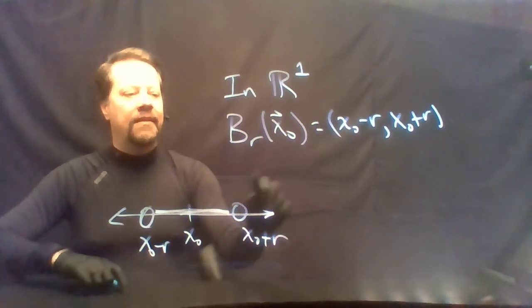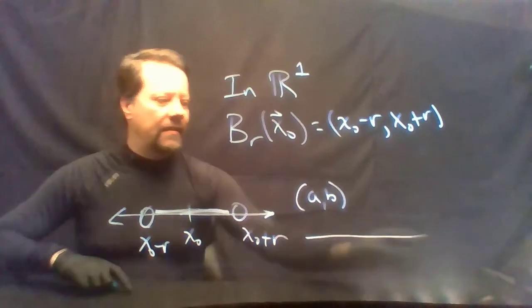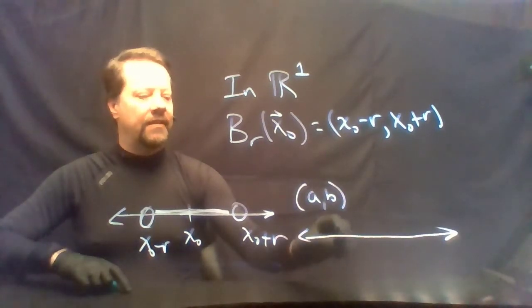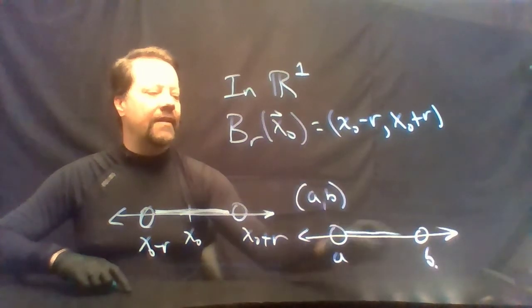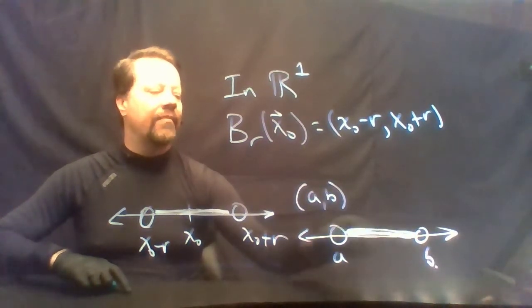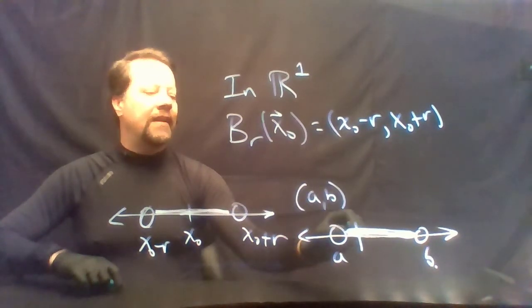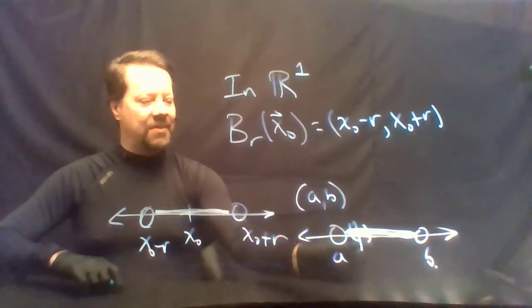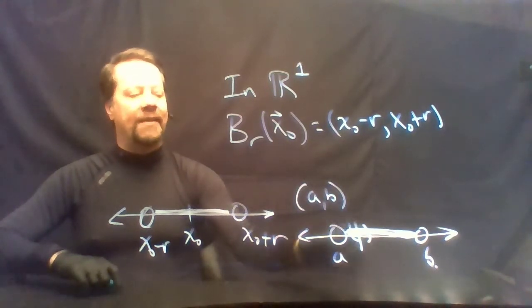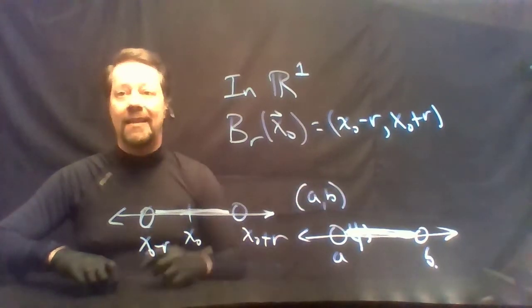Also, every open interval is open if you're going from a to b, not inclusive of the endpoints. Then any point in there can have a small enough little open interval around it, a small enough little open ball, that it will lie entirely within the open interval. So every open interval is an open set.